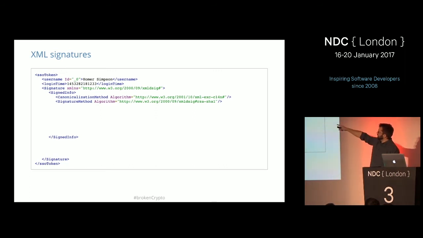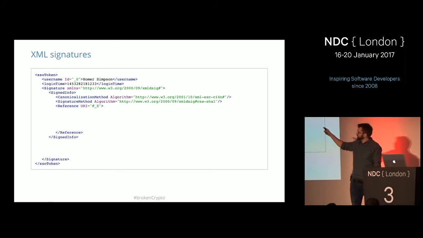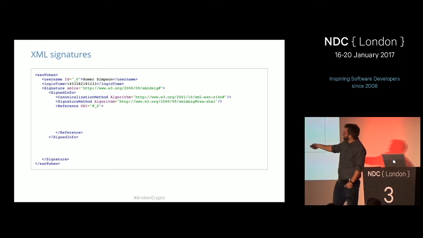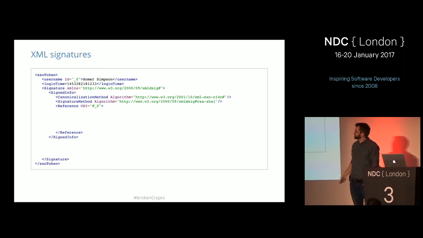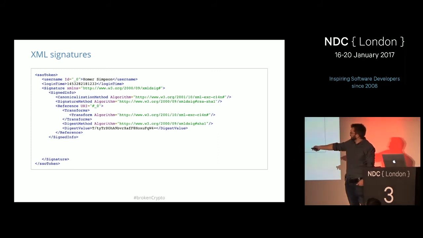And here we say the signature method that we're going to use is RSA, and we're going to use SHA-1 as the hashing algorithm. Then there's a reference, and the reference tells us which element is actually signed. In this case, it says something with an ID of _0, which is the username up here. So this is the thing that's going to be signed. And then it tells us how that one is canonicalized, and then it's being hashed. So here we say we're using SHA-1 as the hash function, and this is the hash of this element.